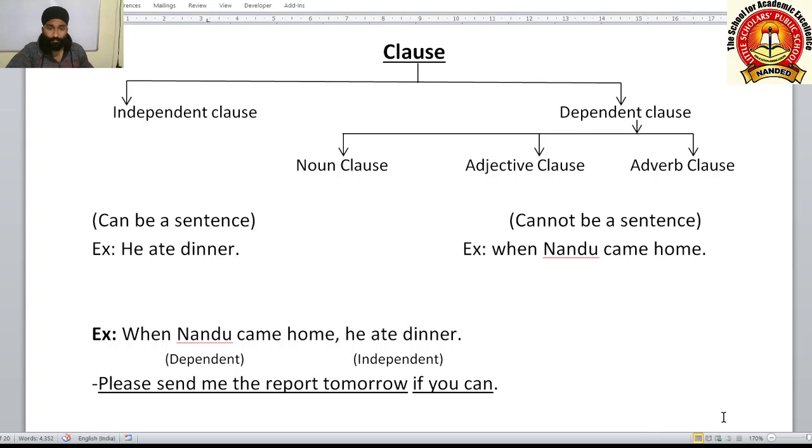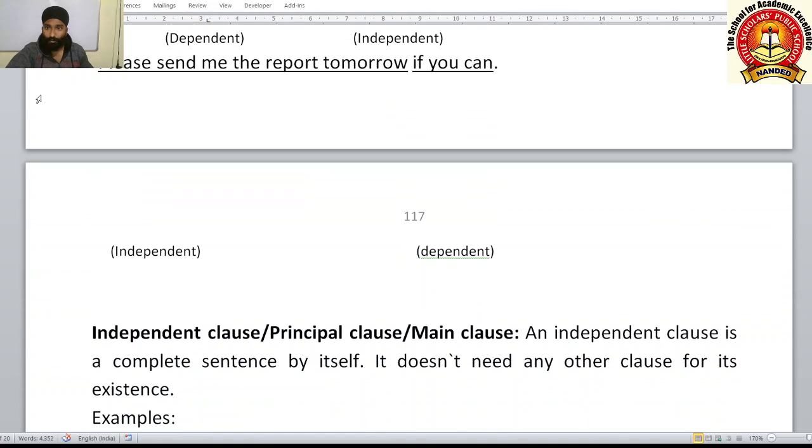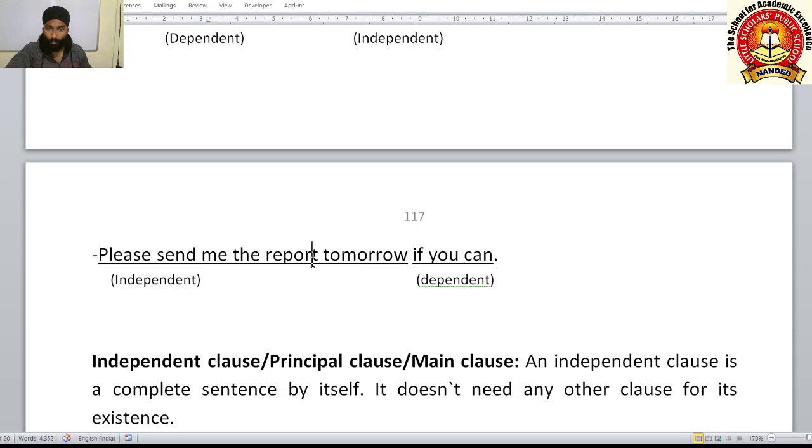Now let us come to another sentence. Please send me the report tomorrow if you can. So here you see this is another type of sentence. Please send me the report tomorrow. This is an independent clause. If you can, this is a dependent clause. If you say only this, if you can, no one will understand what you want to say.